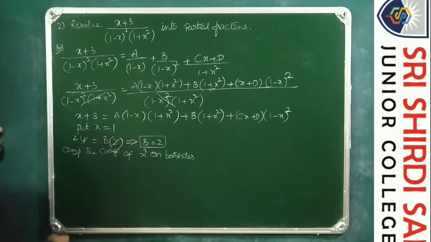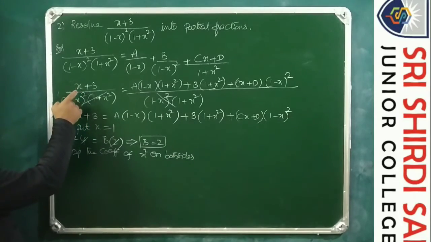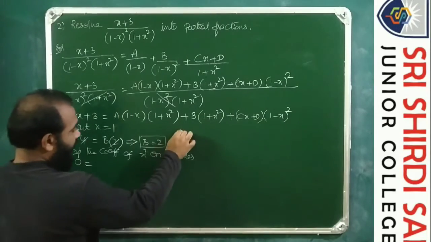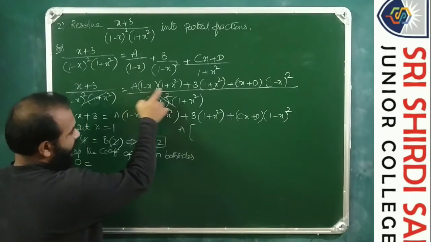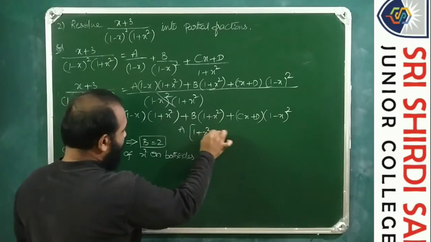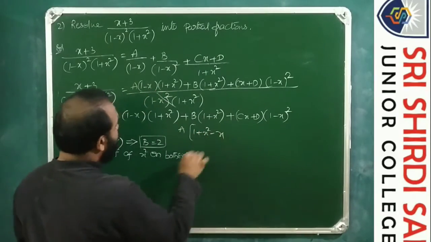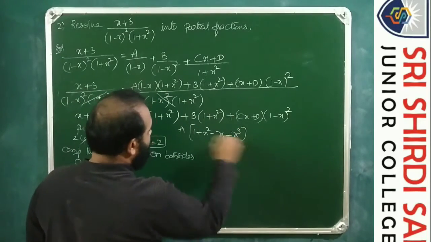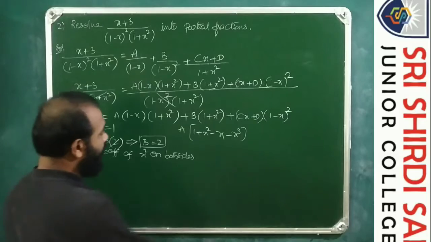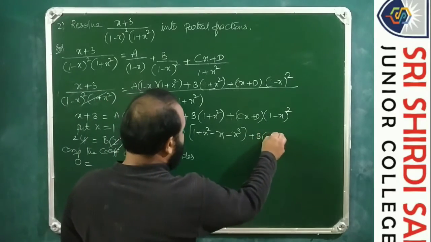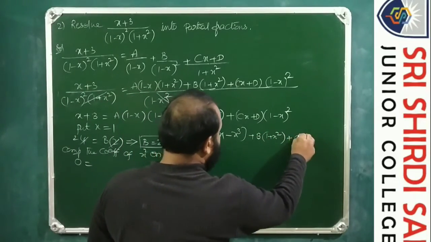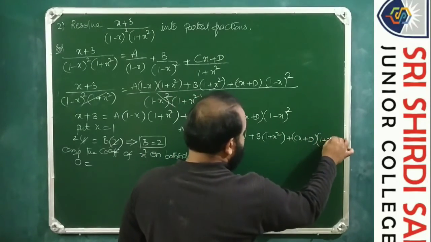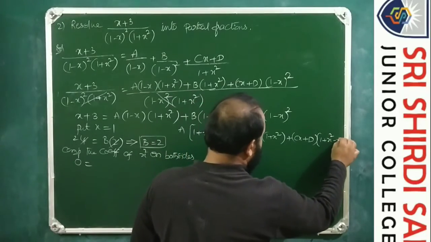So here we don't have any x square term in the LHS, therefore its coefficient is 0. So this is a into (1 plus x square) minus x into 1, that is, 1 plus x square minus x, minus x into x square is x cube, plus b into (1 plus x square) plus (cx plus d) into (1 plus x square minus 2x).